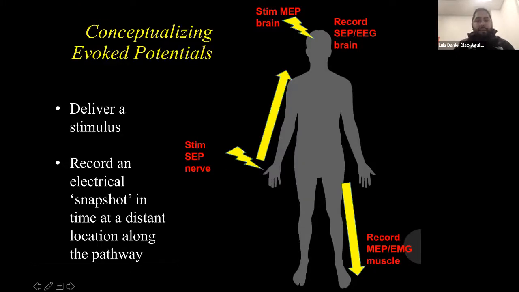Conceptualizing this at a fundamental level, we know that when we stimulate the sensory process in the nerve going up the dorsal columns, we are able to record the activity from the brain and the somatosensory cortex. Conversely, with a motor evoked potential, at least a stimulated one, it comes from the motor cortex and is recorded down within the muscle along with an EMG, allowing for this electrical snapshot at a distant location along this pathway.